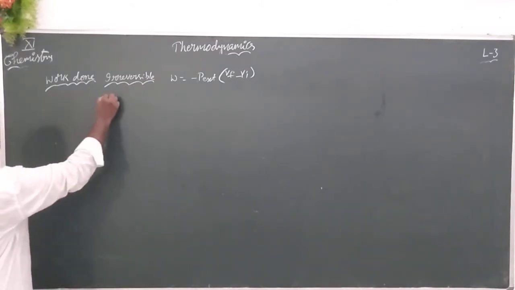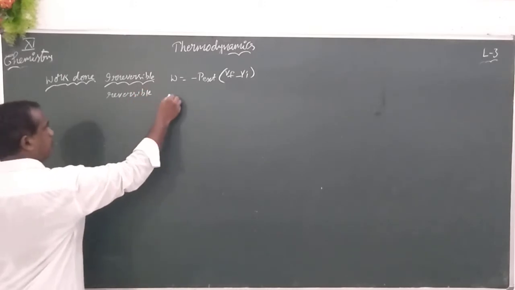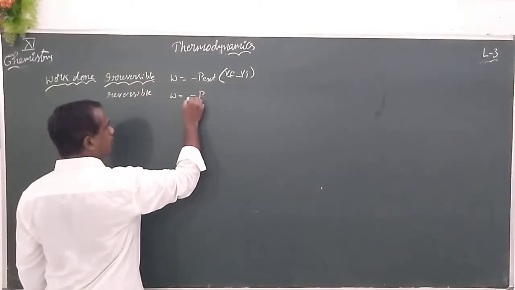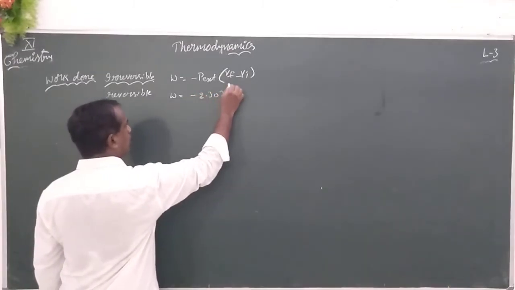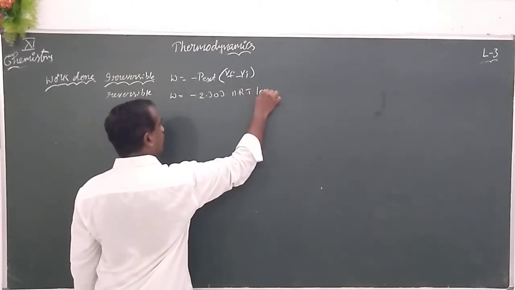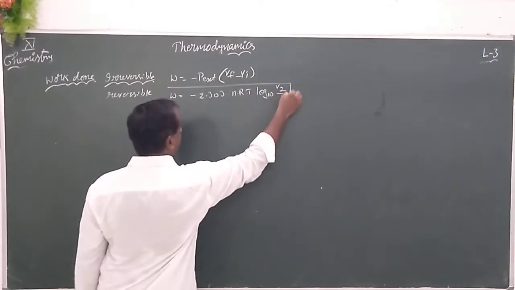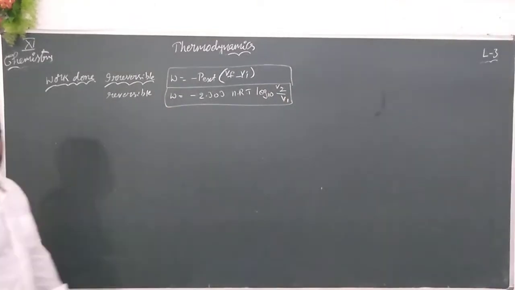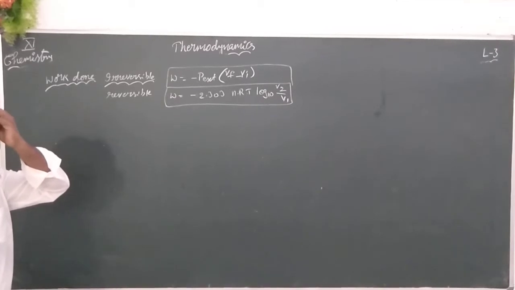And work done in a reversible expansion, where P external is equal to P internal, we got minus 2.303 nRT log base 10 of V2 upon V1. These are the two derivations that we have derived under two different conditions: one is irreversible and one is reversible.